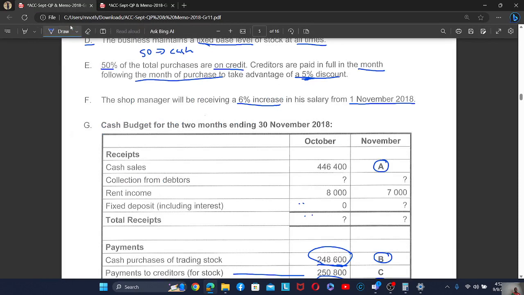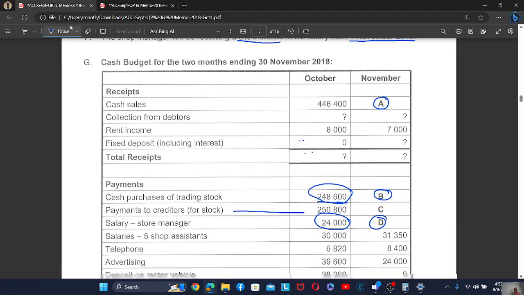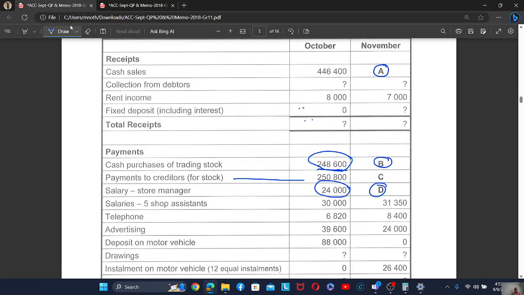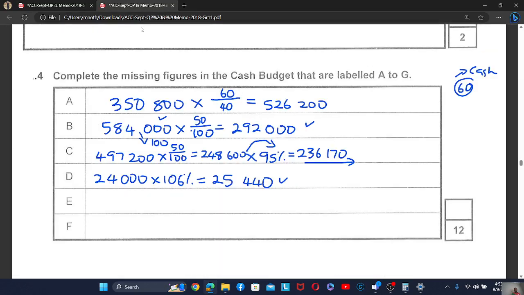I saw you working out. This is much faster and much easier than what I used to do. So actually, for this one, how did you do it? You said yours is a bit long. Yes, I did 24,000 times 100 plus 6 over 100. Okay, I get you. Yours is easier and faster. I can save time in the exam.